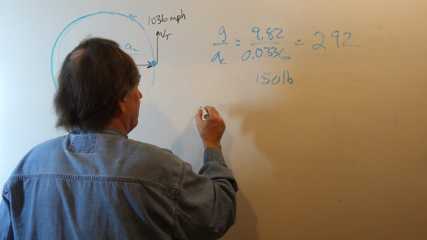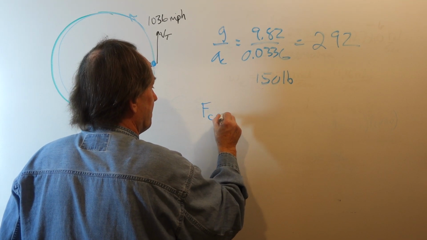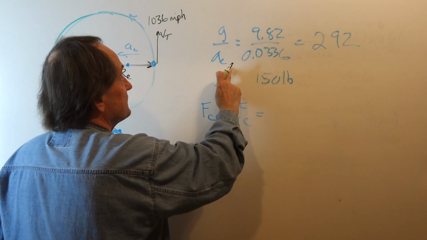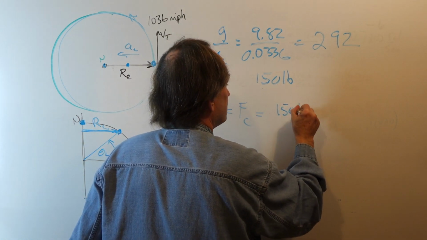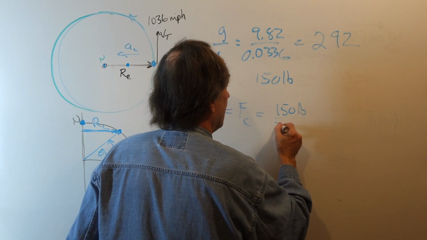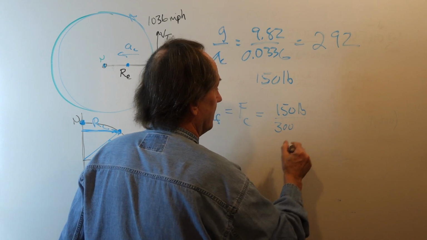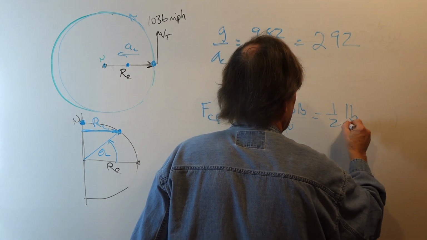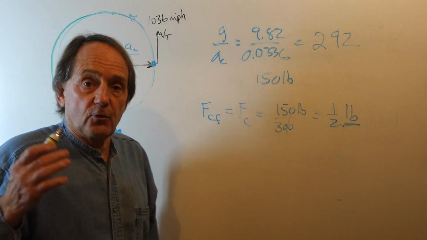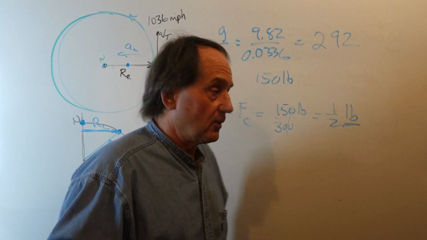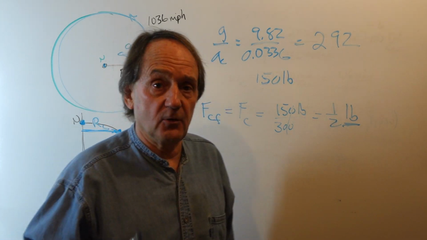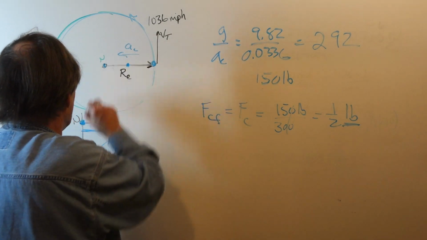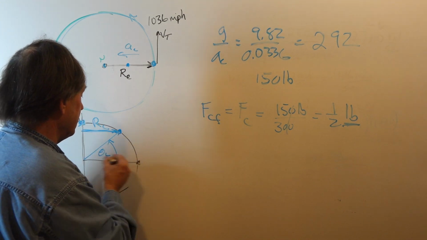So the centrifugal force is going to be equal to the centripetal force, and that is 150 pounds for a 150-pound man divided by 292, or roughly 300, and this works out to 1/2 of a pound force. So you're going to be lighter at the equator by about 1/2 pound. A 150-pound man is going to be lighter at the equator by 1/2 pound than he will be at the pole where there isn't any centrifugal force.